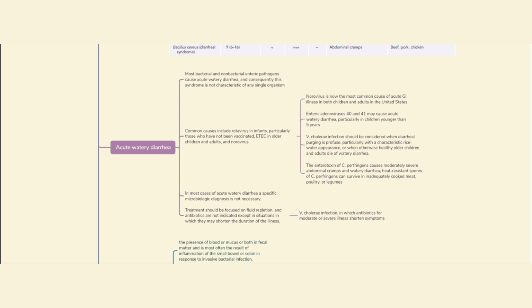Now, norovirus has become the most common acute GI illness in children and adults in the United States, which can tell us that the more we go into better infrastructure and better healthcare systems, the more we will have viral problems and less bacterial problems of GI. Another species of virus that can give us this is the adenovirus 40 and 41. They can cause acute watery diarrhea, and especially in children younger than 5 years.